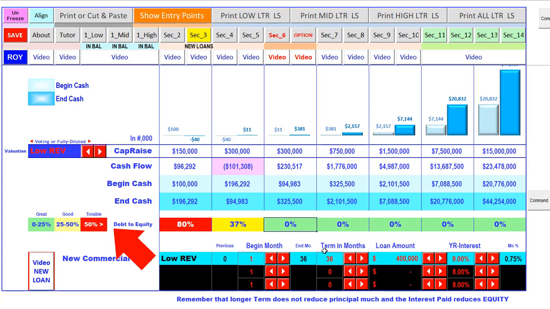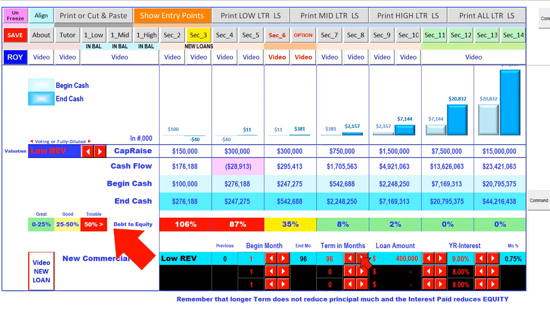Now let's try something else. Let's try extending the term. Maybe we could improve this number here. Let's go to 48. No, as the term gets longer, your debt to equity gets worse.